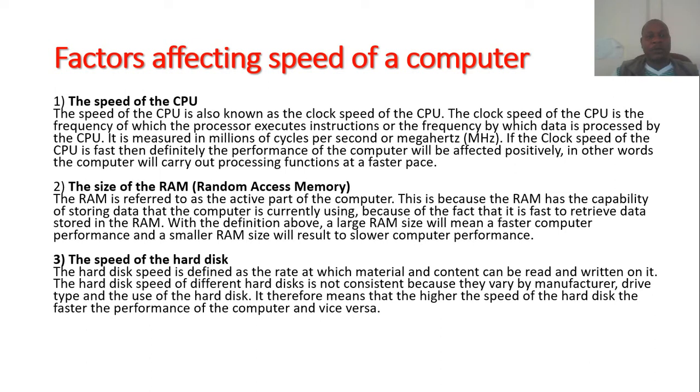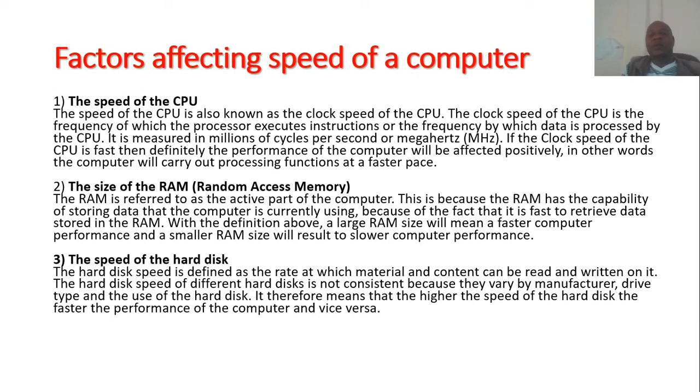Now we move on to factors affecting the speed of a computer. There are quite a number of factors that affect the speed of a computer, but there are three major factors that we must be concerned with. Number one, the CPU speed. Number two, the size of the memory. And number three, the hard disk size. So I want to look at how these factors affect the speed of the computer.